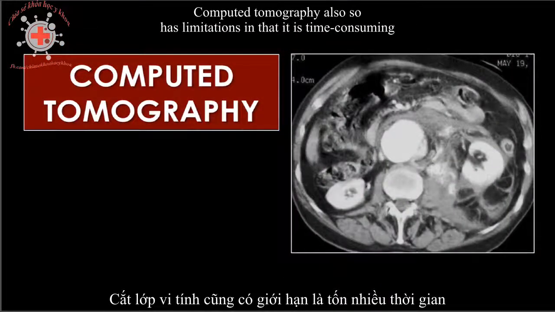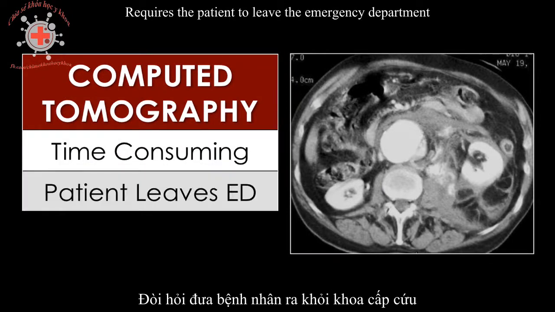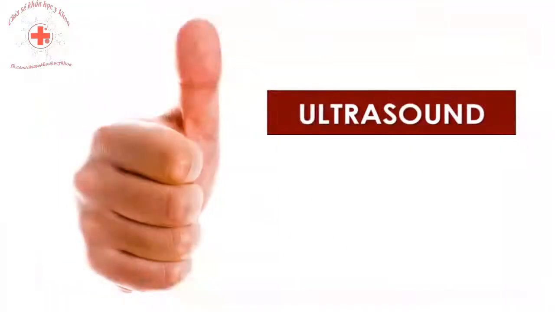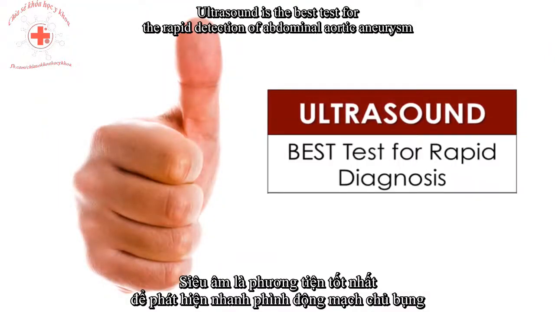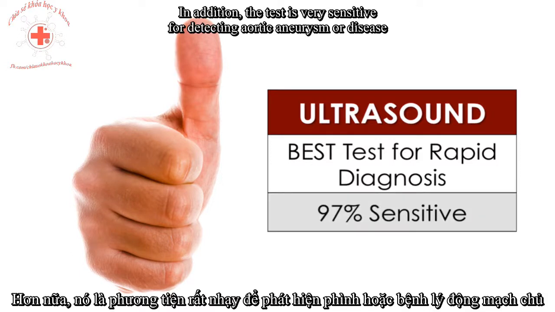Computed tomography also has limitations in that it is time-consuming, requires the patient to leave the emergency department, and gives a contrast dye load to the patient. Ultrasound is the best test for the rapid detection of abdominal aortic aneurysm, and images can be generated at the bedside within minutes. In addition, the test is very sensitive for detecting aortic aneurysmal disease.